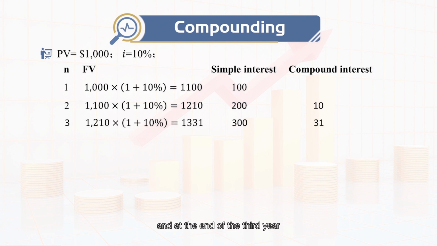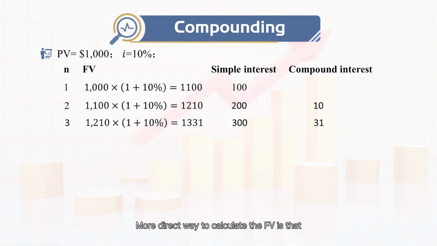At the end of the second year, we deposit again. And at the end of the third year, the FV is equal to 1,210 multiplied by 1 plus 10%, which is $1,331. Among the total interest, $331, the simple interest is $300 and the compound interest is $31. Actually, in practice, we do not care about how much is simple interest and how much is compound interest. All we really care about is the FV.